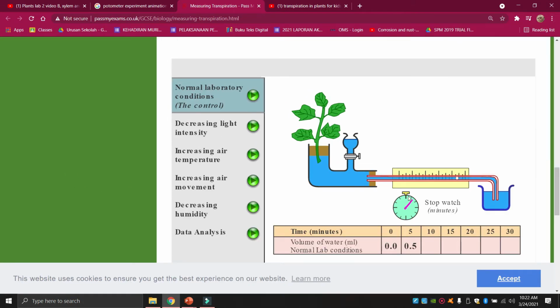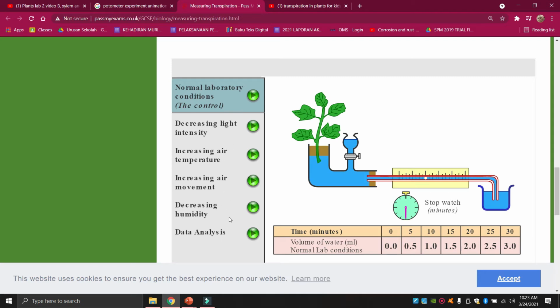You can see this is the time here, the stopwatch. For 5 minutes, the volume of water is 0.5, meaning it is absorbed. We just measure from here. As the time increases, the volume of water being absorbed also increases. After 30 minutes it is 3.0. So this will be the control, and for each of these conditions we will compare using the control experiment.